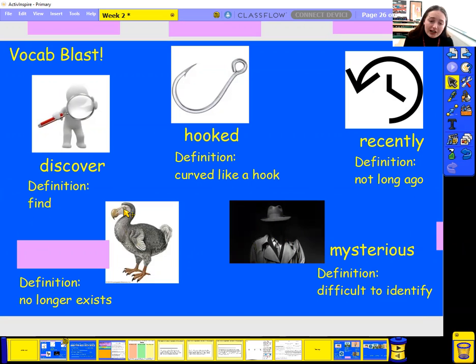And our last one, we've got our dodo bird here, which we looked at briefly in the last lesson. And the definition of this word is no longer exists. What is this word going to be? Let's see if you can remember. It's extinct. Well done if you remembered that one. So extinct, and that's why we've got the picture of the dodo bird, because it's extinct. It is no longer in existence on our planet. It's not here anymore. It used to live a very long time ago, but it doesn't now, and that's what extinct means, no longer here.